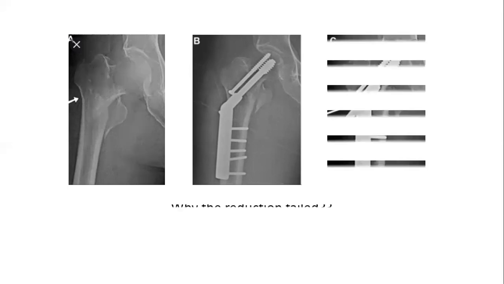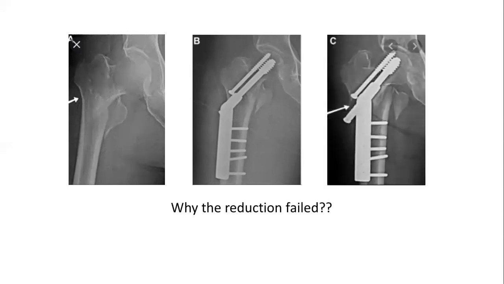And from the postoperative X-ray, we can see that there is varus collapse. The distal fragment has migrated proximally, and overall, this is not a very good outcome. This is not something we want. So, what would be the cause of this fracture converting into this?